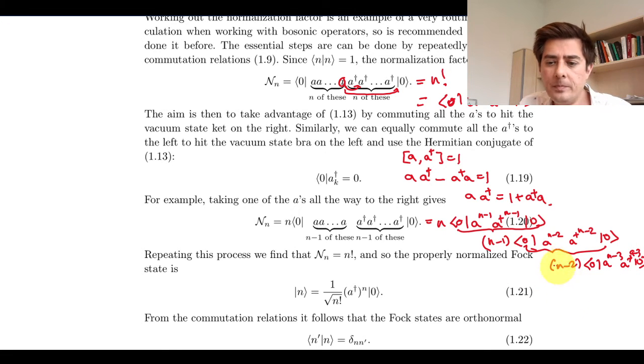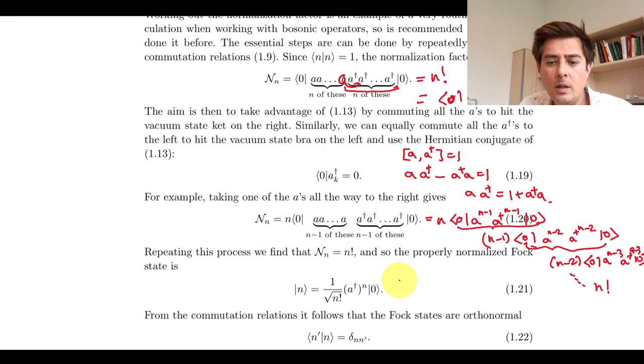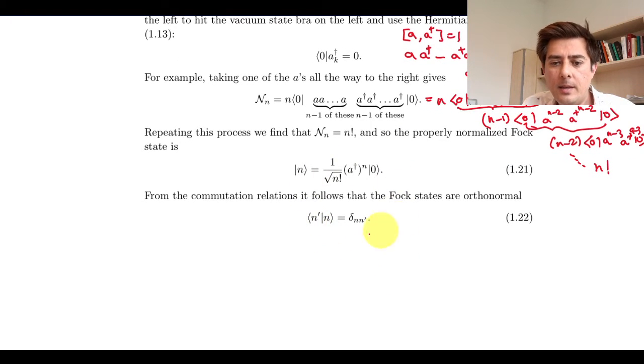If you repeat this, you can see that it's going to be n times n minus 1 times n minus 2, and so on, and that is equal to n factorial. So the normalization factor is, in order for this state to be properly normalized, you need the factor of 1 over square root of n factorial. If you do that, then we have our proper orthogonality relations.